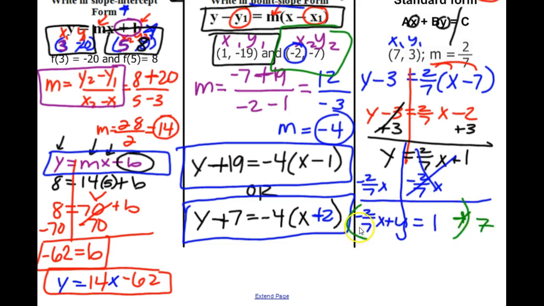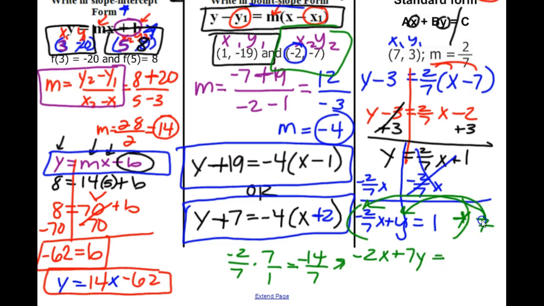So if I multiply this by 7, 7 over 7 cancels out and leaves us a negative 2x. Or if you multiply that out, again, it's negative 14 over 7, which is negative 2. All I did was multiply this by 7. Now y times 7 is just 7y, and 1 times 7 is 7.